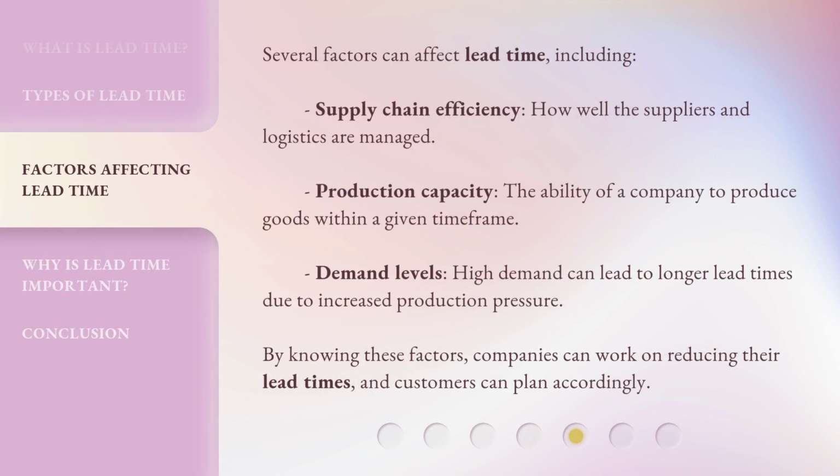Several factors can affect lead time, including supply chain efficiency, how well the suppliers and logistics are managed. Production capacity, the ability of a company to produce goods within a given time frame. Demand levels. High demand can lead to longer lead times due to increased production pressure. By knowing these factors, companies can work on reducing their lead times, and customers can plan accordingly.